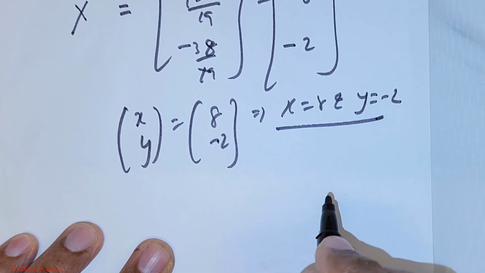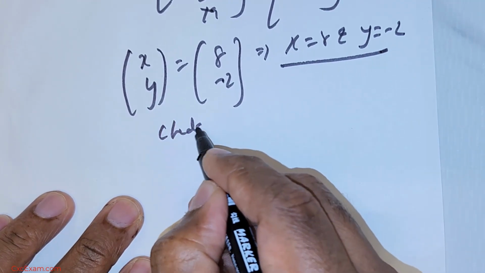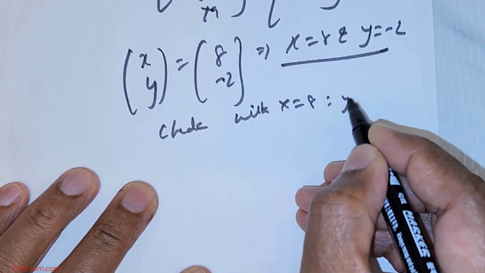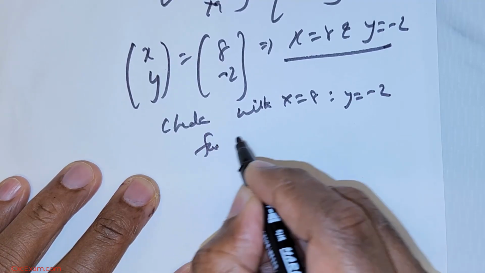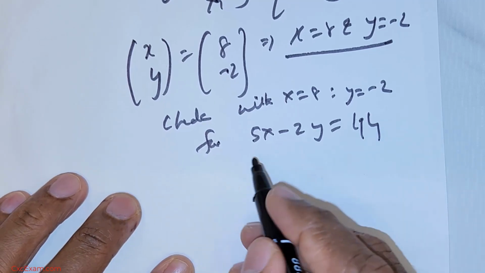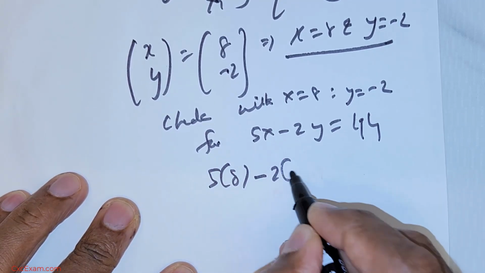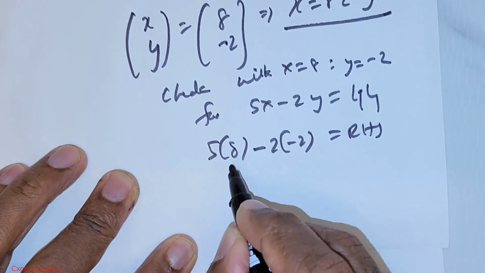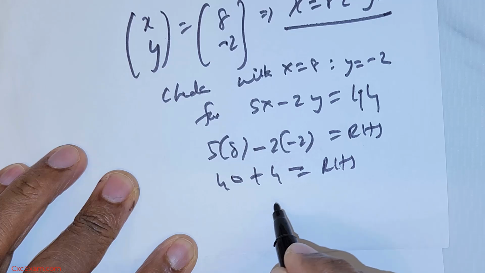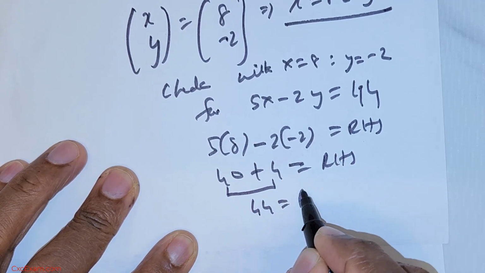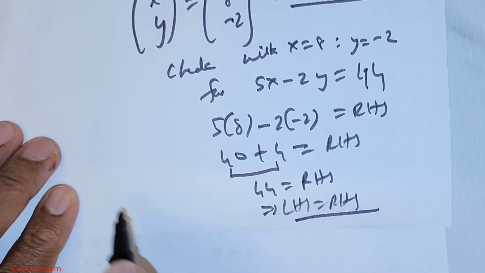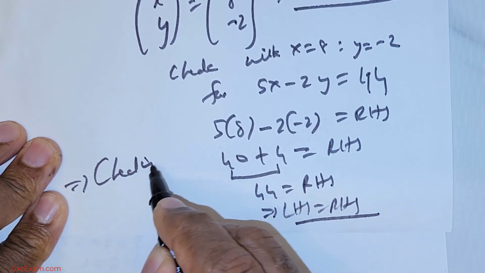But we cannot stop right there. Okay, we need to perform the check. So check with x equal to 8 and y equal to -2 for 5x - 2y = 44. So this is the first equation given. So 5 of 8 minus 2 of -2 should produce the right hand side. So 5 eights are 40, plus 4, should produce the right hand side. 40 added with 4 is 44, equal to the right hand side. So this means the left hand side is equal to the right hand side, which in turn means the check is true.